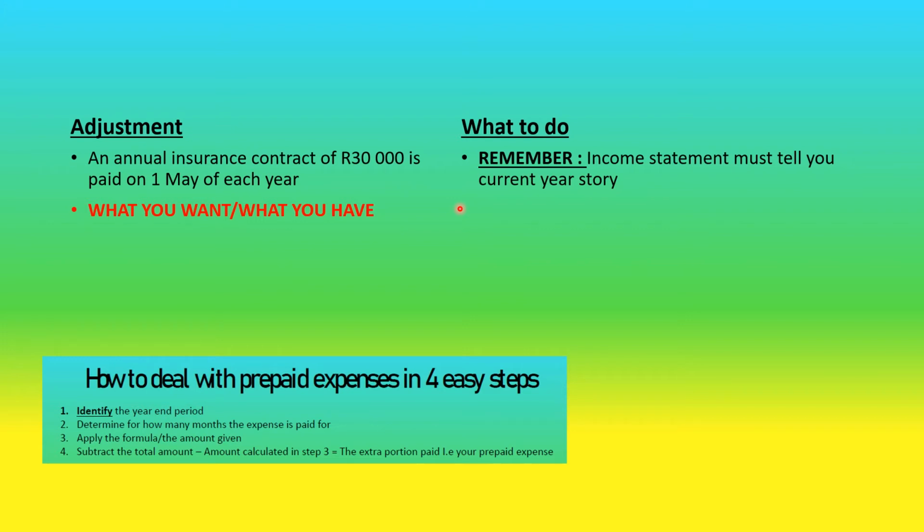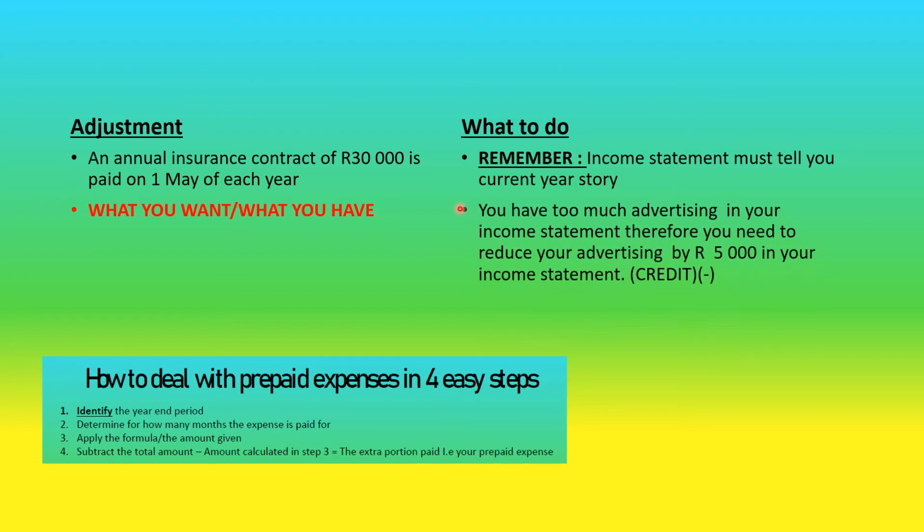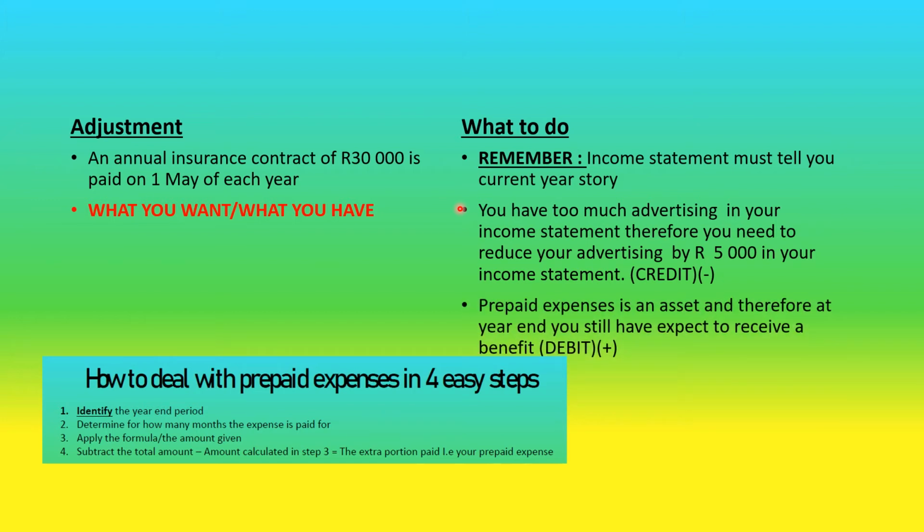Remember our formula, what you want over what you have, otherwise you can refer to our previous week's video, which I will link. Our income statement once again needs to tell us a 12 month story. The accounts that are impacted by this are your prepaid expense and your insurance. You need to remove insurance out of your income statement because you are not paying only for this year, you're paying for the next financial year, and therefore you will reduce your insurance by the 5,000.